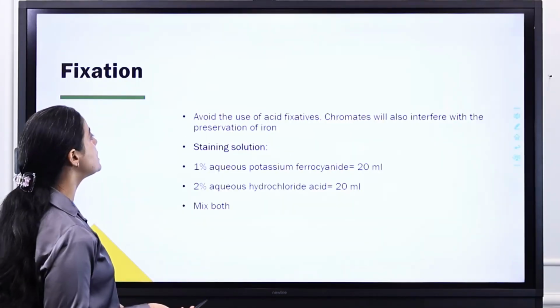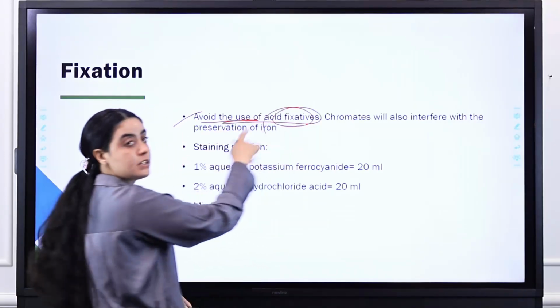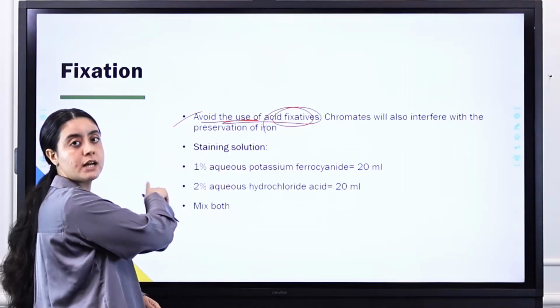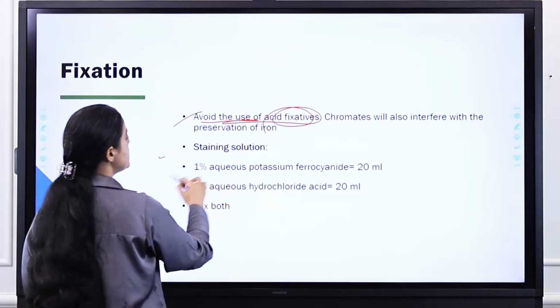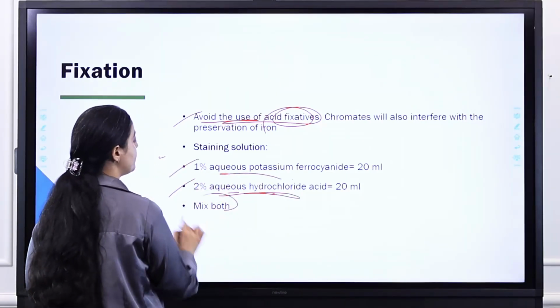Fixation: first we have to fixate. We have to avoid the use of acid fixatives in this, as we have done in nucleic acids also. Staining solution: there is 1% aqueous potassium ferrocyanide and 2% aqueous hydrochloric acid, and we have to mix them both.